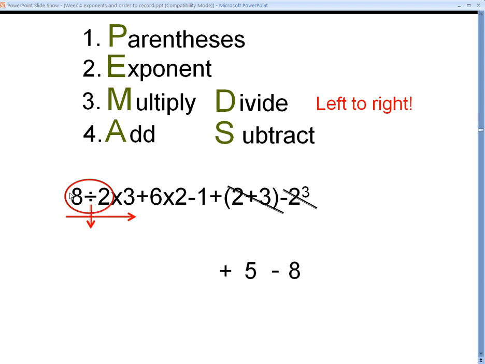So 8 divided by 2 is 4. And then I take that 4 and I'm going to multiply it by the 3. Okay, that gives me 12. Now I have a plus here. Sorry, let me finish that 12.